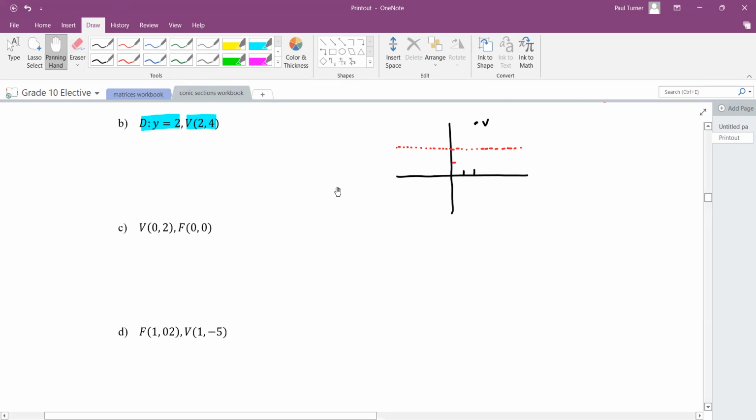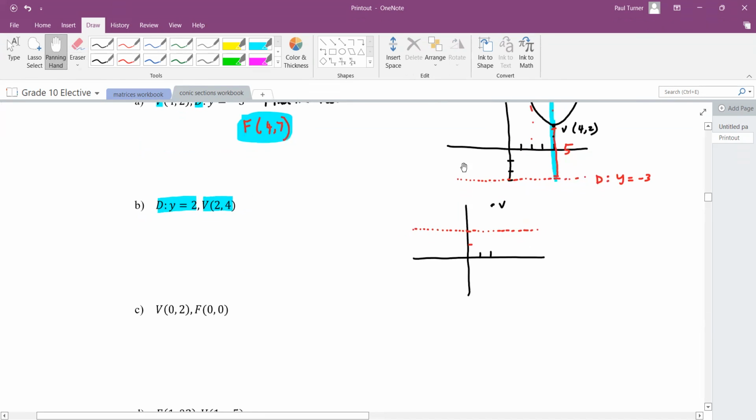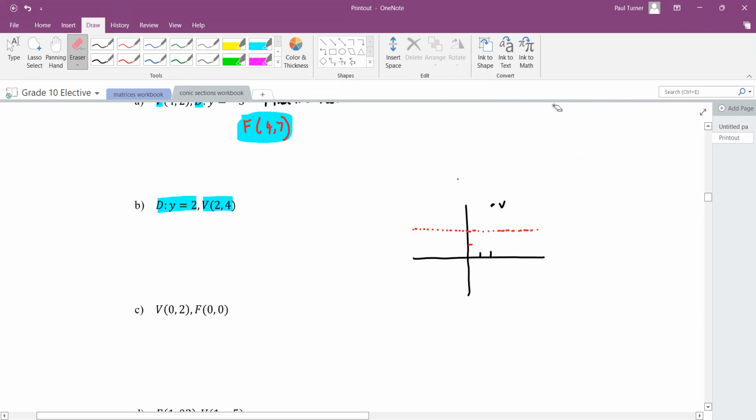Okay, so we're going to have to come down a little bit and we'll clear this one out so we have space. So that's what we have. So your directrix is y equals 2. And your vertex is 2, 4. So obviously your graph is going to be going upwards. You can't cross the directrix. So your graph is going to go in this direction upwards. I'm not too worried about the actual shape, but just the general idea of where the graph is.